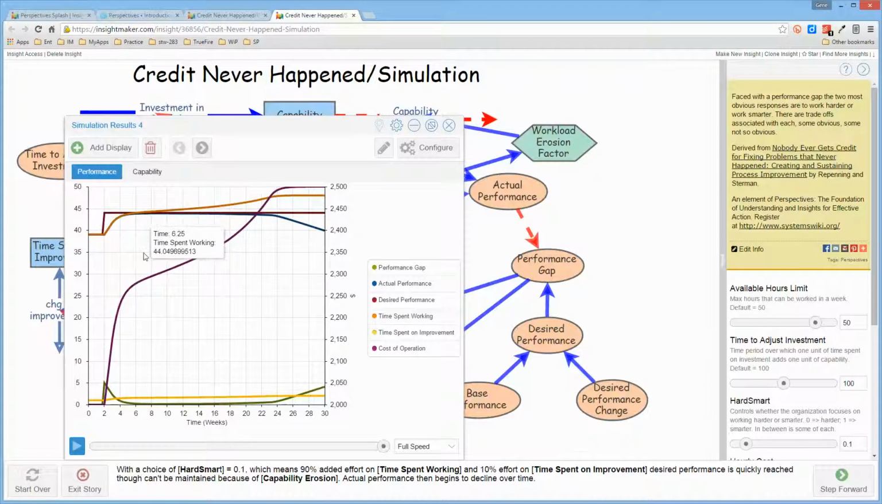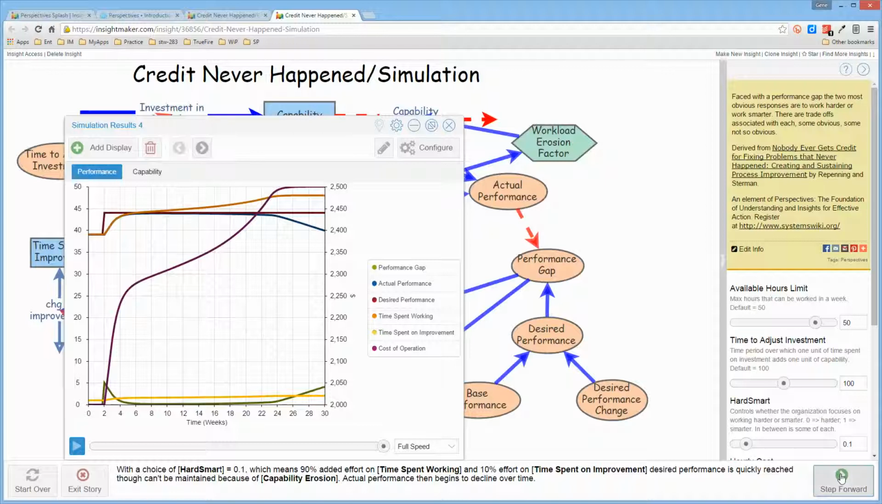But as they work more hours, the cost of operation increases. You'll also notice that with extended overtime, the actual performance begins to decline because they're not spending enough time developing the capability, and it ends up eroding, so that over time their capability declines and they have to continue to work more hours, and the cost of operation goes up because they're doing that.